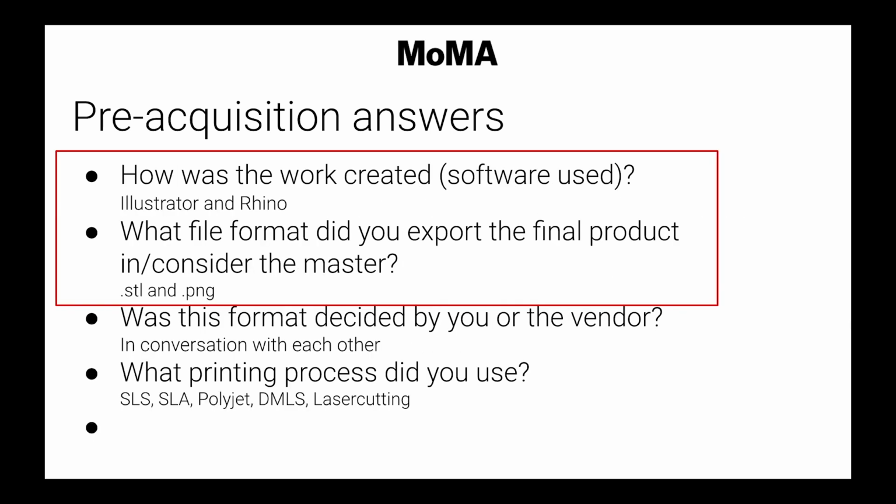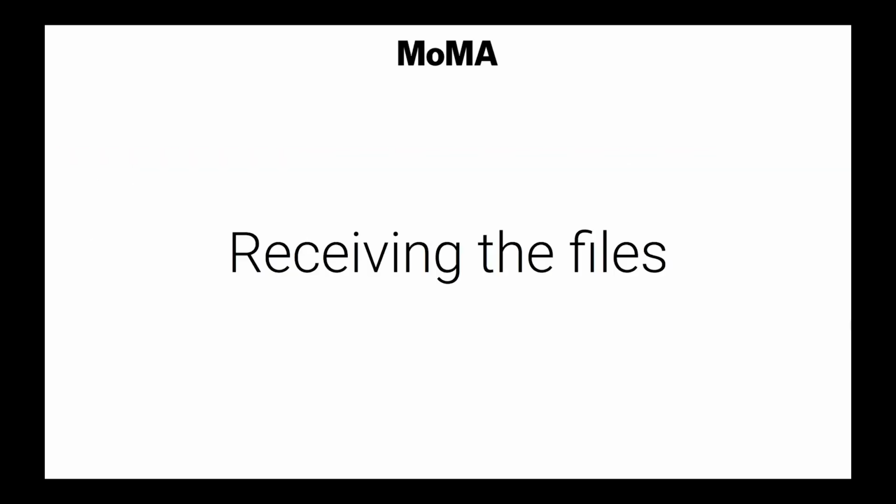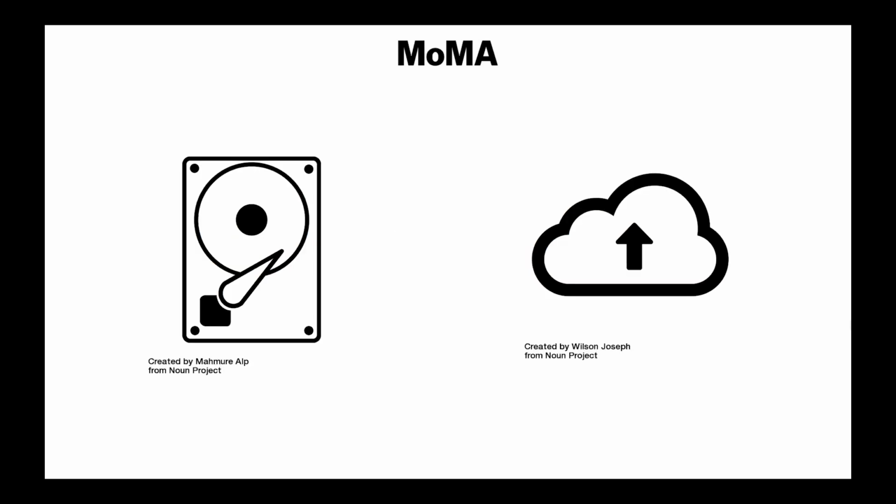For the acquisition of the files, you want to focus on the answers to the first two questions. This tells you what applications were used and the file formats you are going to receive. At this point, it's a good idea to research the file formats if unfamiliar with them. Once the file formats are established as deliverables, you then need to decide on how to receive them. This can be done via hard drive or file transfer protocols like Dropbox or WeTransfer, and this largely depends on your specific context and how you are best set up to receive digital files.